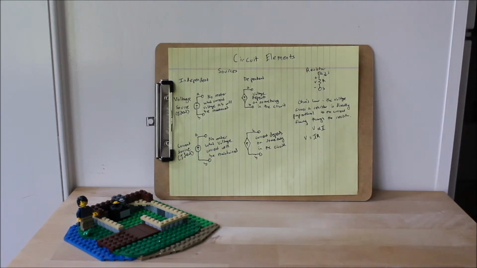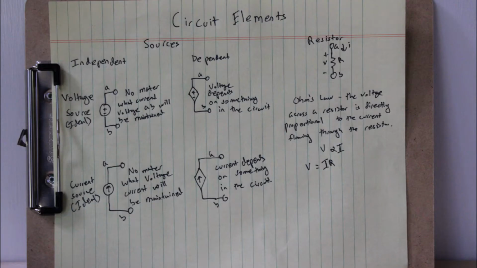For now, let's just deal with sources and resistors. An ideal source can either be a voltage or a current source. They can be independent or dependent. For a voltage source, the polarity of the voltage is dictated by the sign in the circle. Batteries are an example of a voltage source, however they are not ideal.